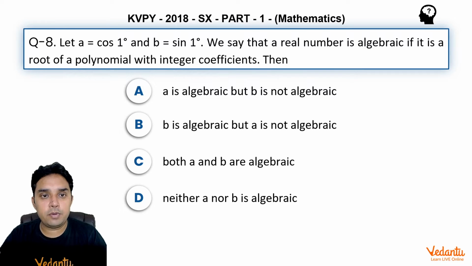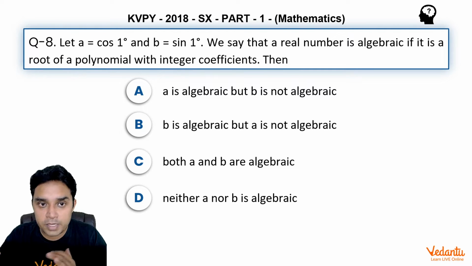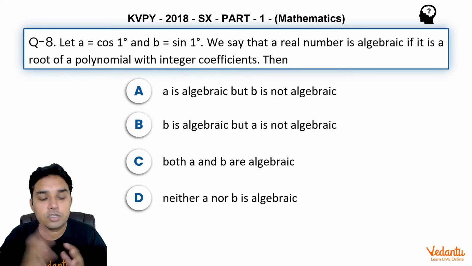We are discussing the KVPY 2018 SB stream paper. This is question number 8 of part 1. This question consists of polynomials, complex numbers and trigonometry. Let us see what this question is.